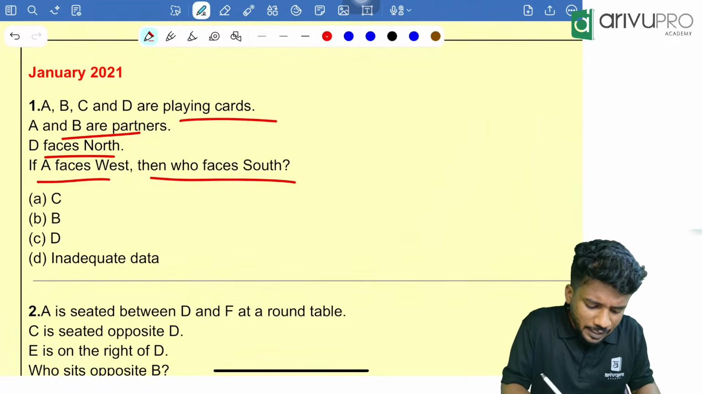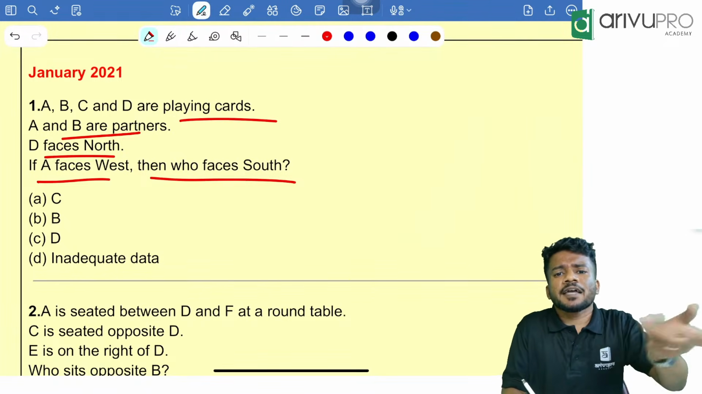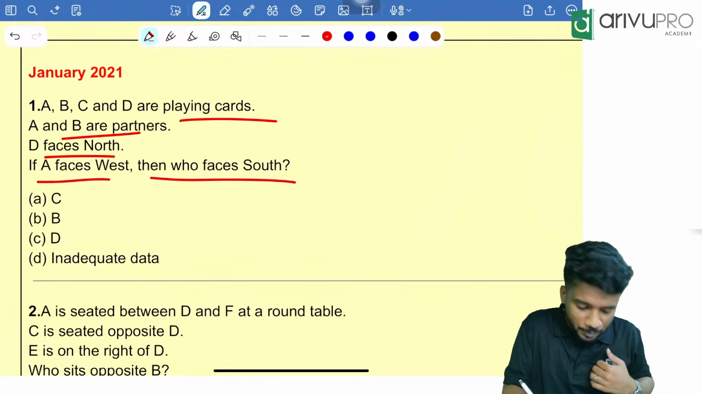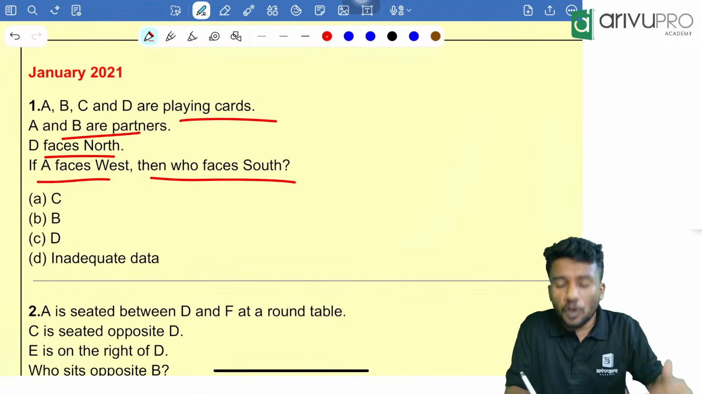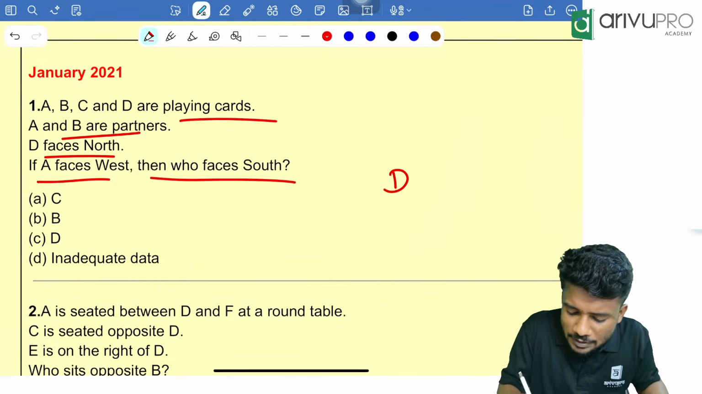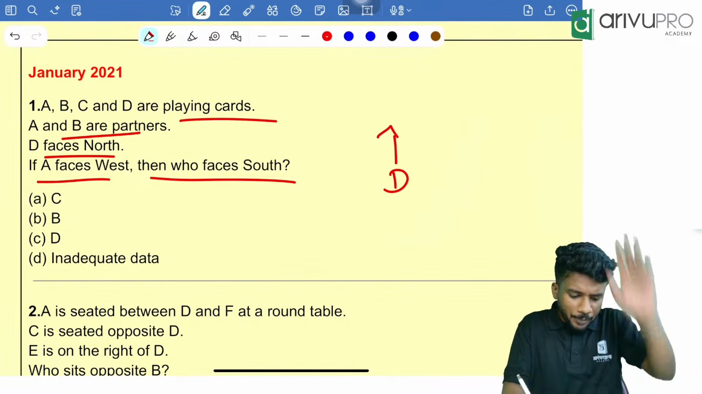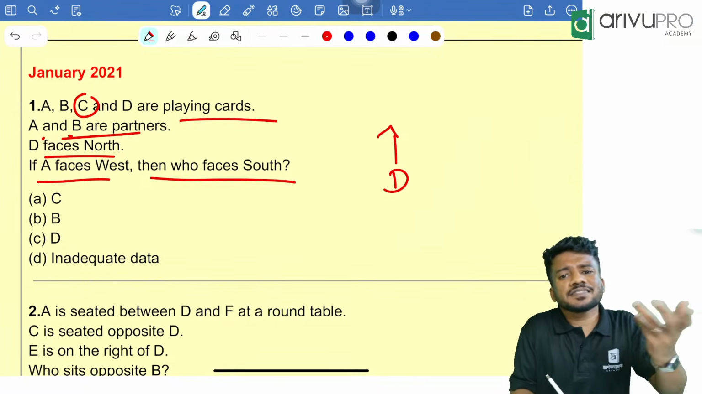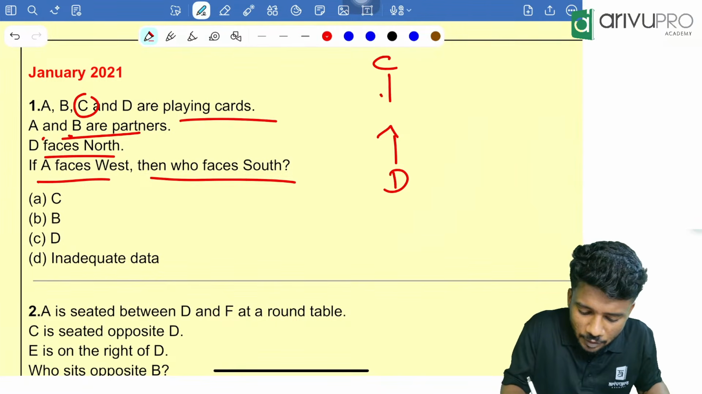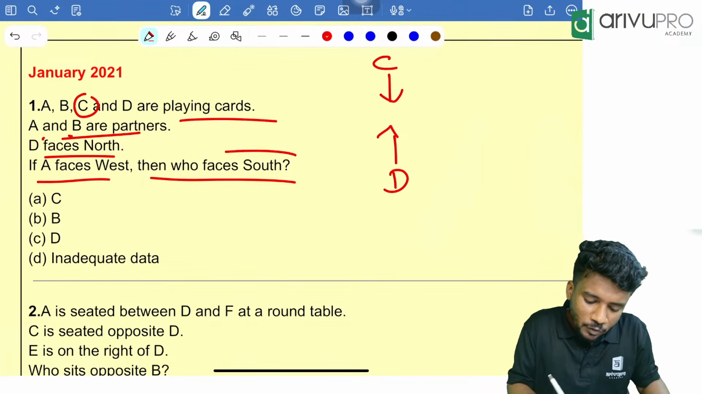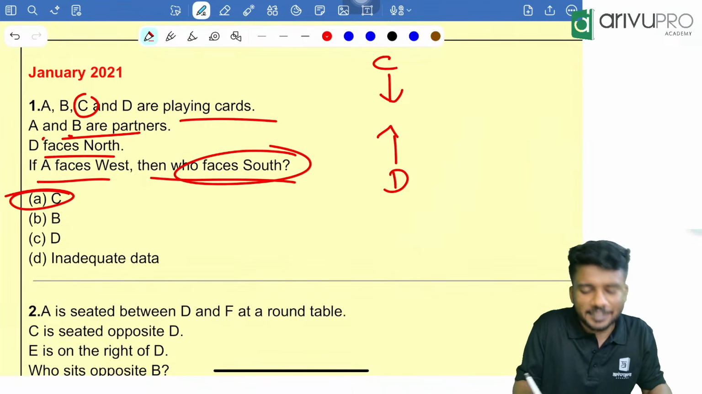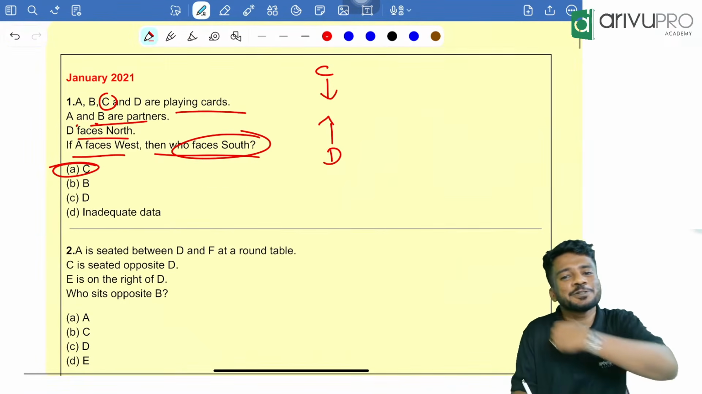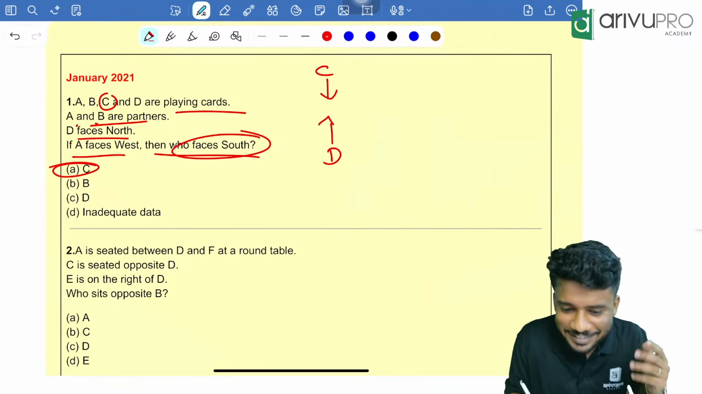A, B, C, D are playing cards. A and B are partners, which means they will be sitting opposite to each other. D faces north, which means D will be looking towards up. Then who is the partner of D? A and B are partners means C and D are partners. So C will be looking south. Now looking at that, who faces south? Answer is C. You don't even need to draw the entire picture. You got the answer directly.